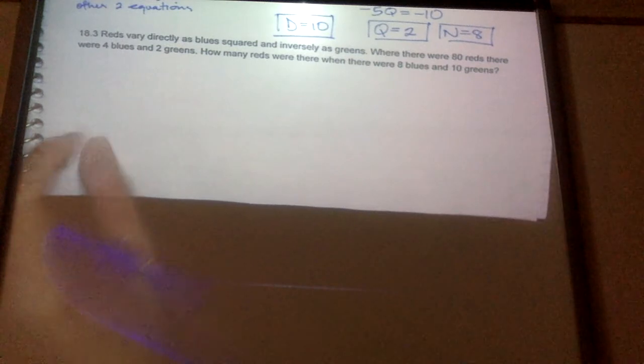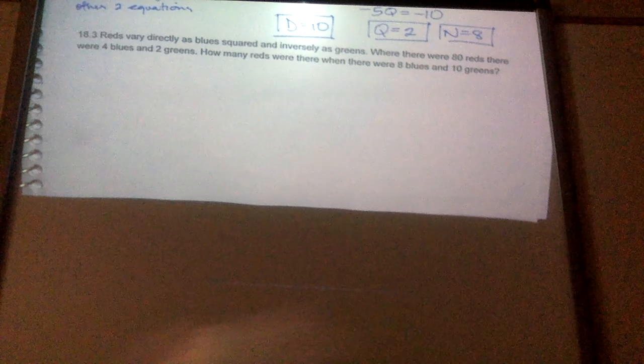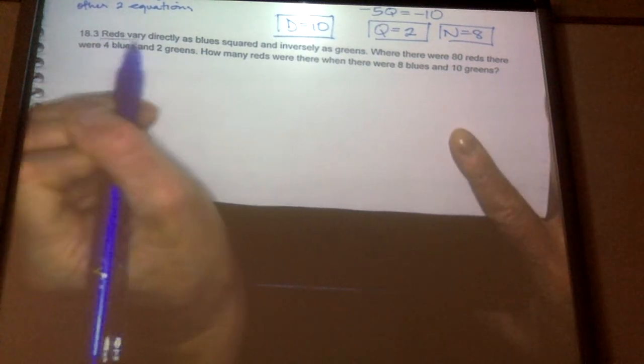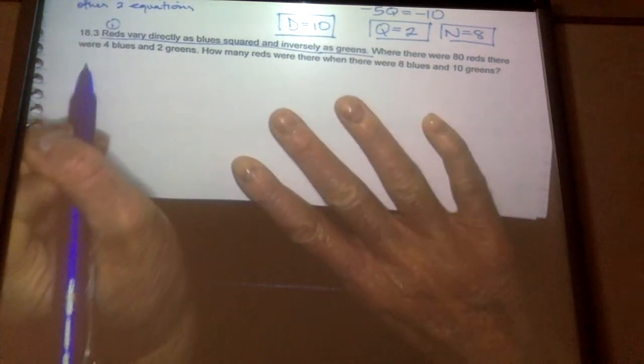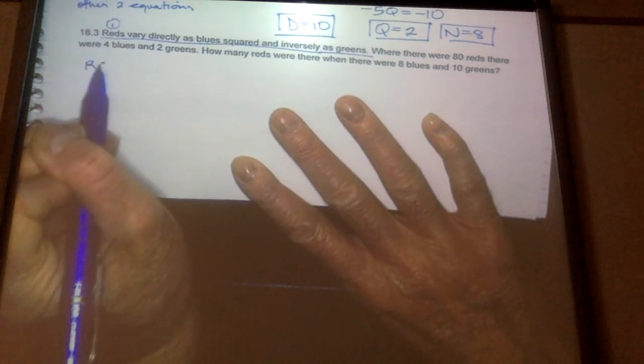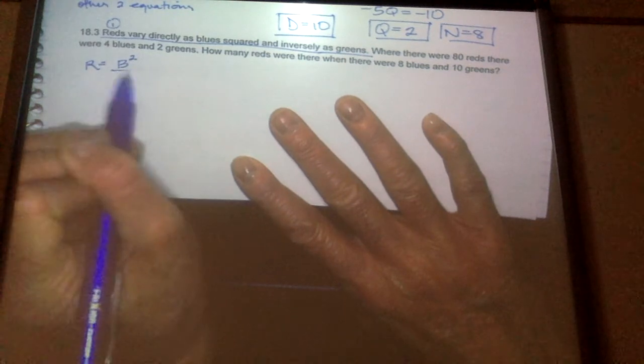Next one. All right, so let's set this up just like we were. Reds vary directly as blues squared and inversely as greens. So that's equation 1. That's a review of direct variation and inverse variation.